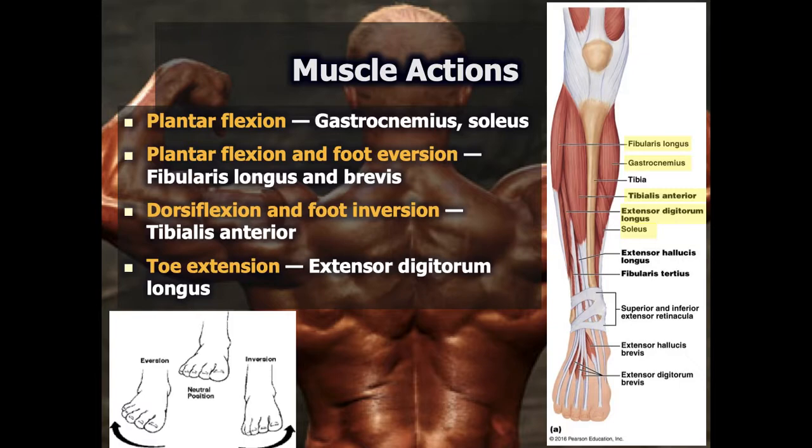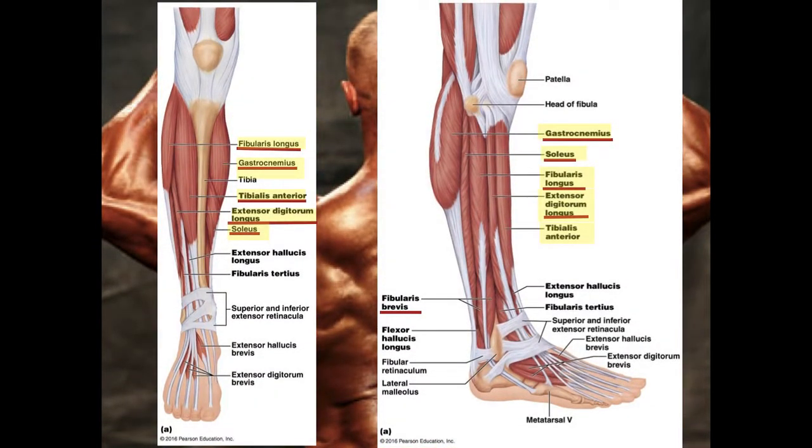Dorsal flexion and foot inversion. So pulling your toes up and rotating your feet in is your tibialis anterior. So think about if you pull your toes up, you have to contract the muscle, make it shorter to pull it up that direction. And then toe extension, pulling your toes out, is your extensor digitorum longus. Extending your digits. Yeah. When you get like a Charlie horse, like in your calf, what muscle is that? It's usually your gastrocnemius back here. He's the big guy in the back. Yeah.